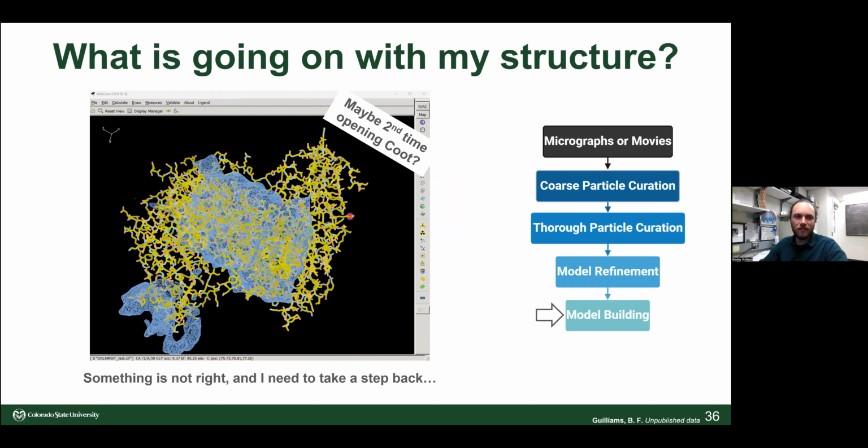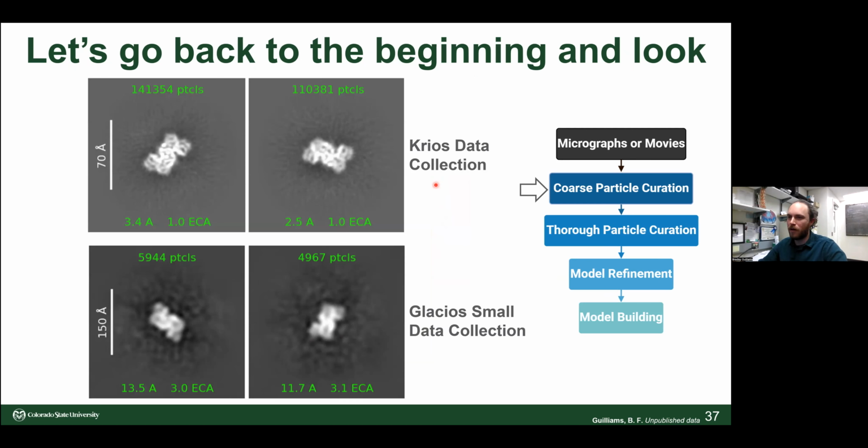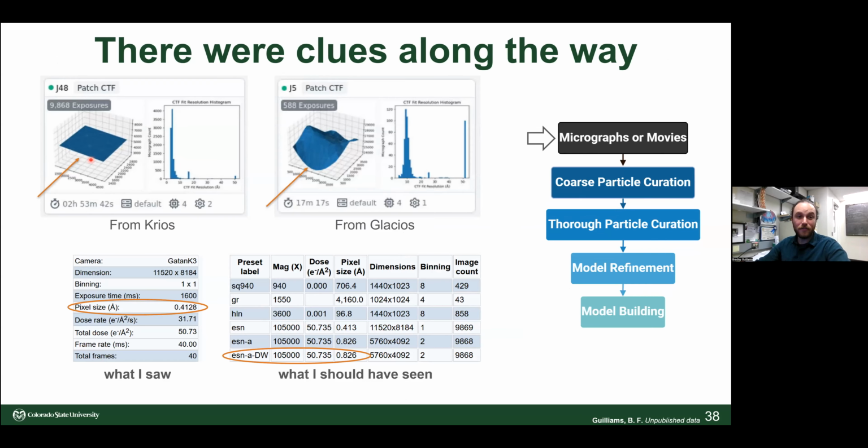So let's take a step back for the first time. Let's go back to the particles here. If I look at my Glacio small data collection, I look at the scale bar for these particles. Classes look, not commenting on those, right? But I compare them to the Krios data, and the scale bar is half the size. Okay, something was wrong before this. Look at my CTF, it's flat. Didn't notice that, right? I think there's supposed to be features there.